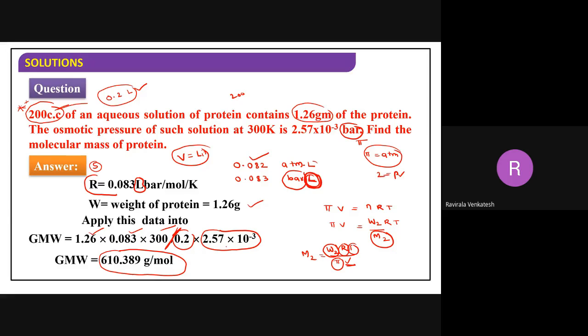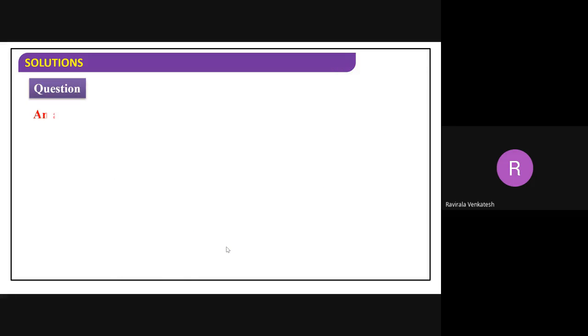Molar mass is what? 610. Very simple problem. Two things you have to remember: the R value, liter, volume also in liter. Next thing is that formula. Right? Any doubts regarding this one you are having?